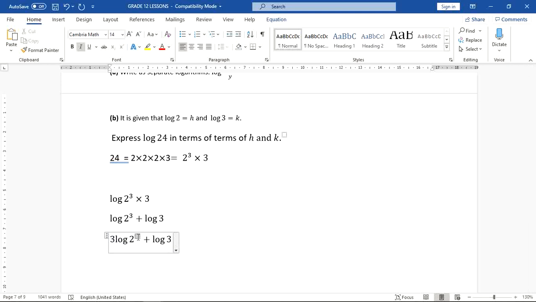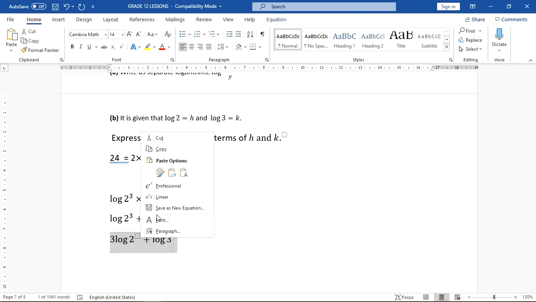When it comes to simplifying logarithms, it's always about reversing the laws. As you can see here, I needed to reverse the power law. I needed to bring the 3 in front. Only then can I say that this is my h. So log 2 base 10 is the h, and log 3 is k. In your final answer, there should be no log at all.